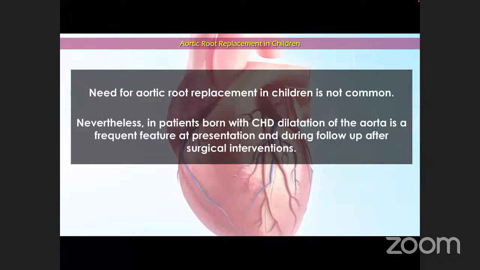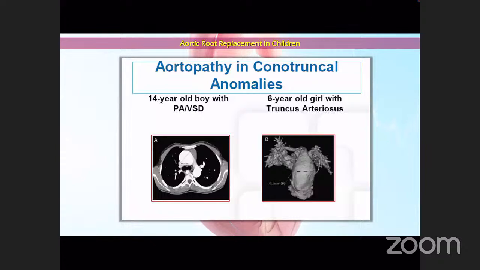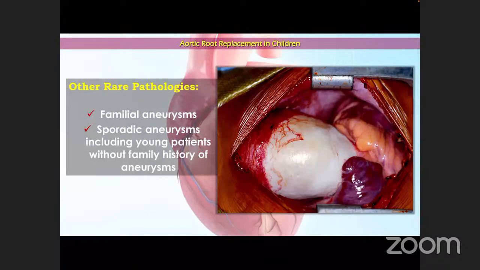You can see here in this CT scan in a patient with pulmonary atresia and ventricular septal defect, you can see that the ascending aorta is significantly dilated. The same you can see in a 6-year-old patient with truncus arteriosus, you can see a huge dilatation of the ascending aorta. Other rare pathologies can be seen, what is called familial aneurysms.